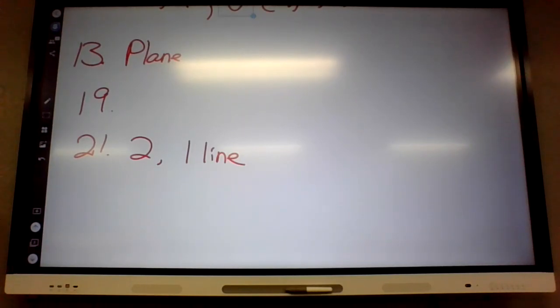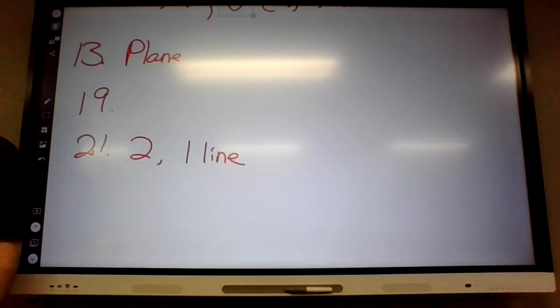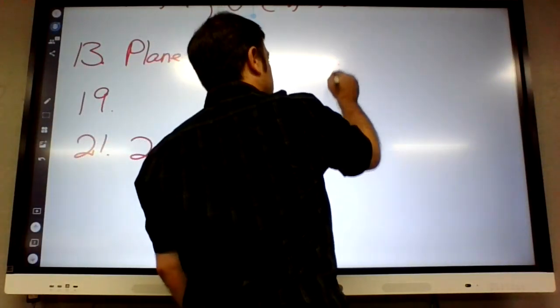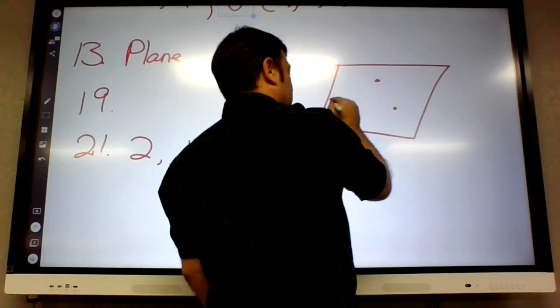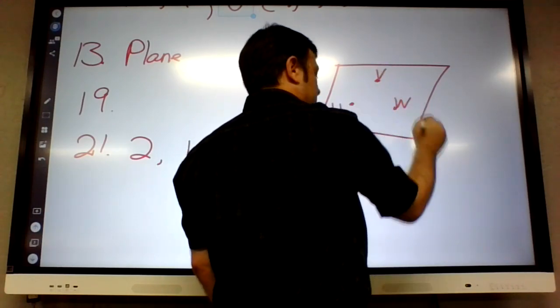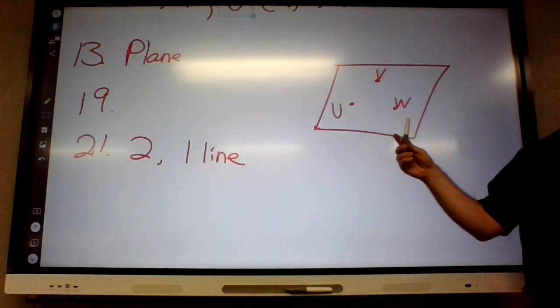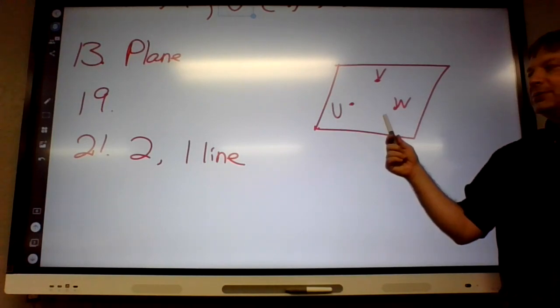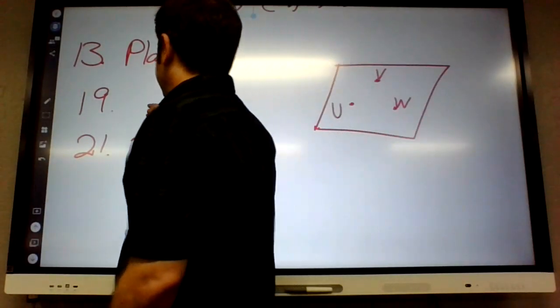Okay, on 19, the answer to this is on page 12. What postulate are they talking about here? It says the only plane containing non-collinear points u, v, and w is plane u, v, w. So the only plane containing non-collinear, you guys remember what that means? Not on the same line. The only plane containing points u, v, and w is plane u, v, w. What postulate says that is true? Yes. 3 non-collinear points are contained in exactly 1 plane. That is the plane postulate.